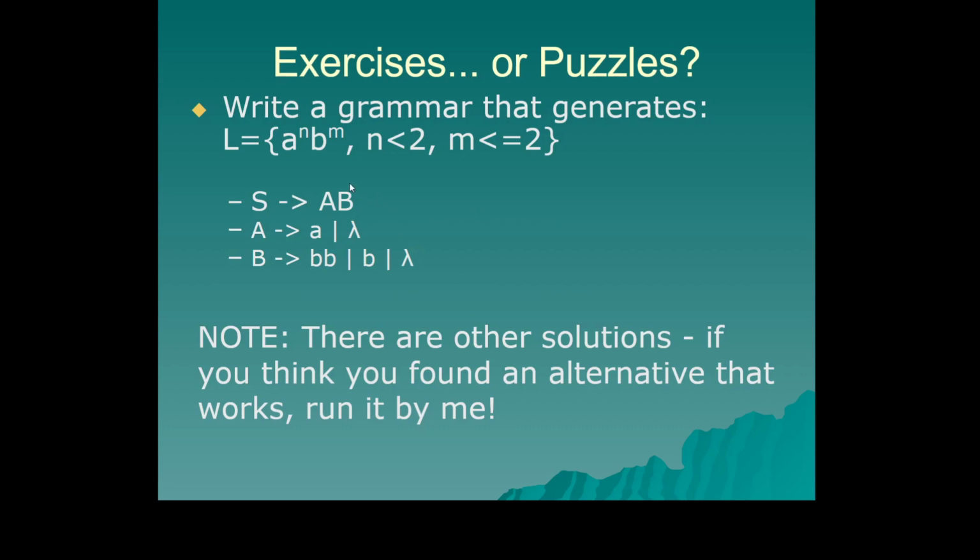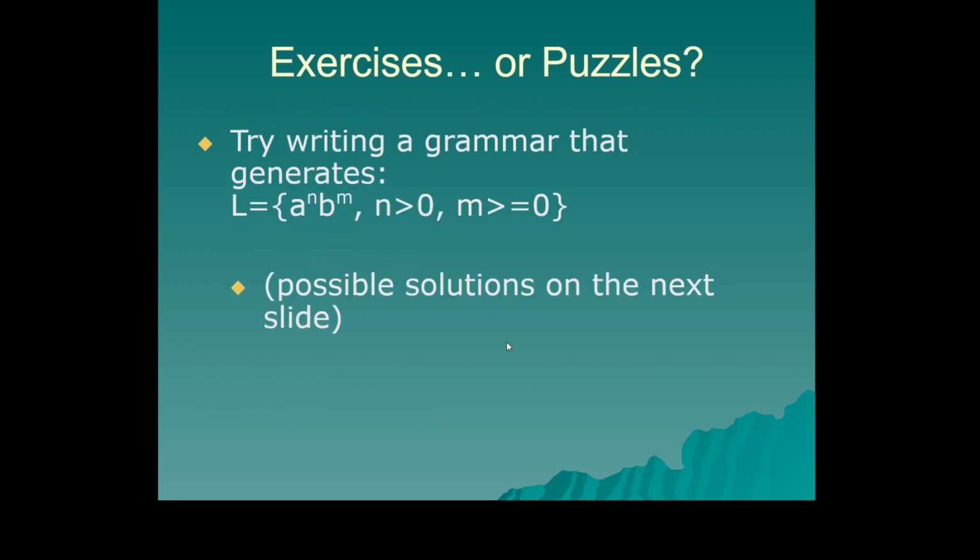There are more. So we have S goes to AB. A goes to either A or lambda, so 0 or 1 A's. And B goes to lambda, B, or BB, so 0, 1, or 2 B's. You'll notice there's no recursion here, because if you start to have recursion, then you could potentially have infinite A's or B's. And so we don't want that. And so there are other solutions. If you found something else that works, please let me know. I'll help verify it for you if you're interested. And so then let's move forward.